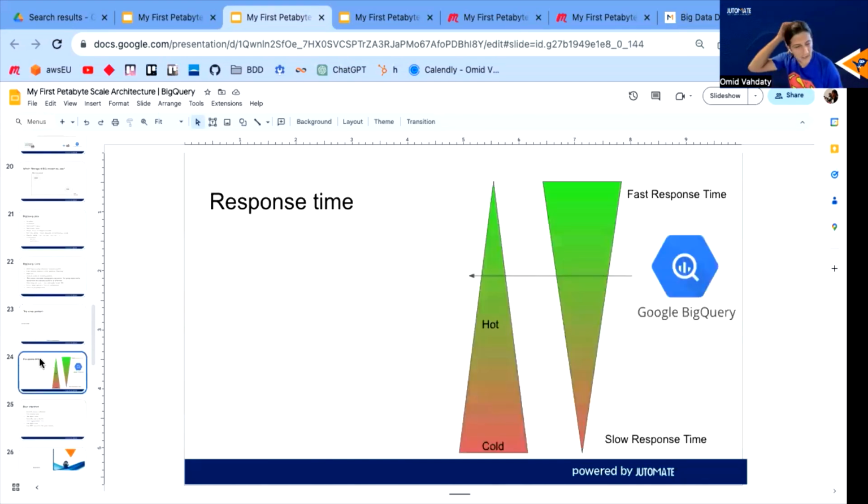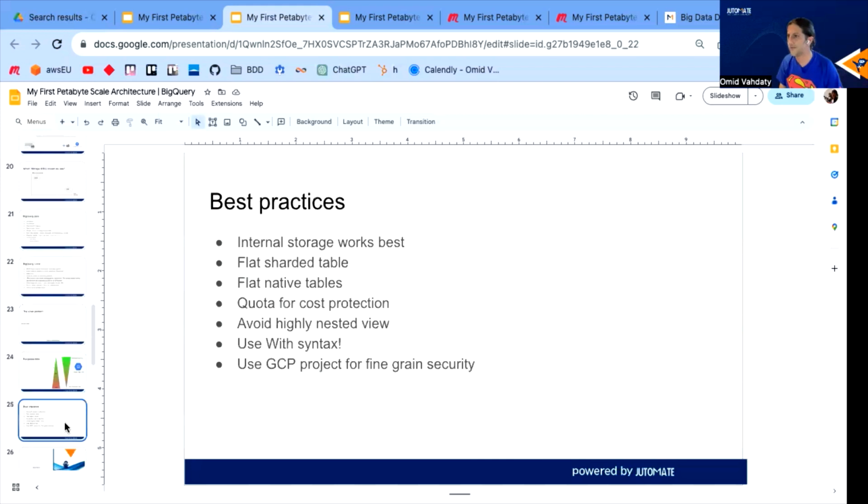In terms of response time, it's relatively fast. I mean, compared to cold data, it has a relatively fast response time, but it's not designed for millisecond response time, which is understandable. But just to put things in perspective, this is what you should expect.